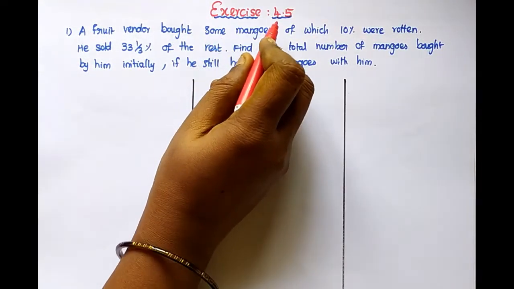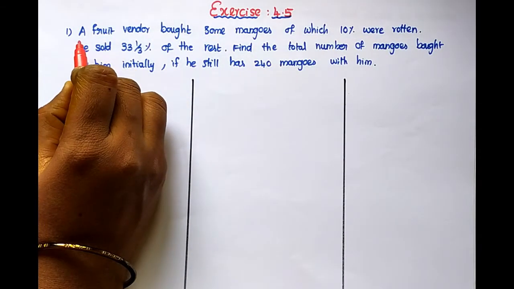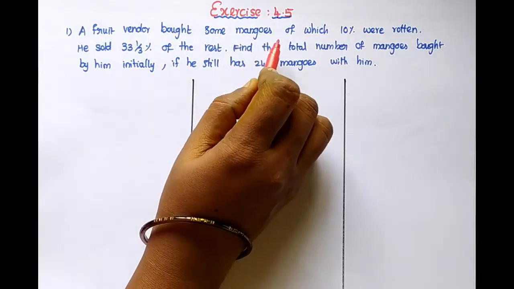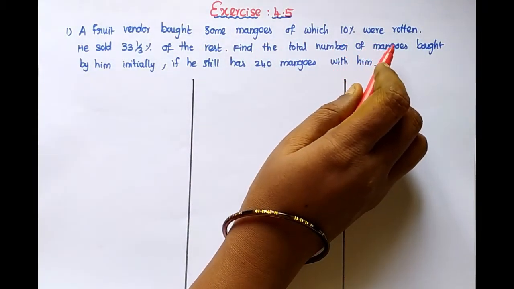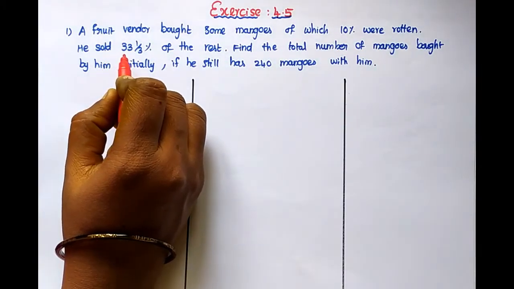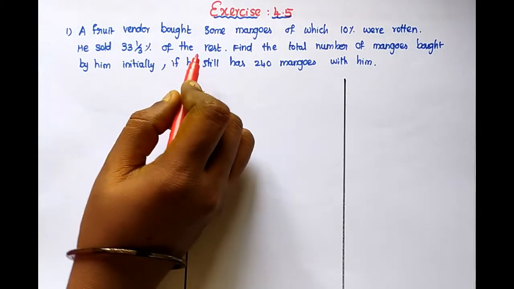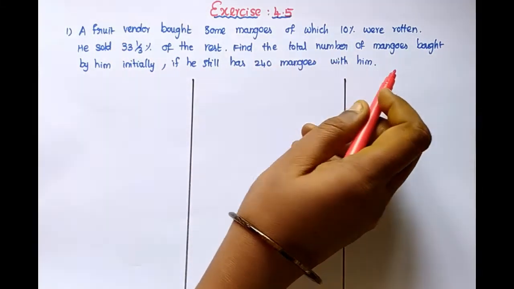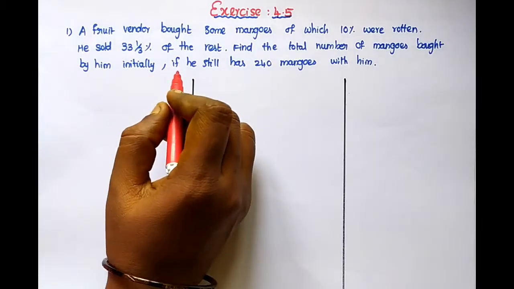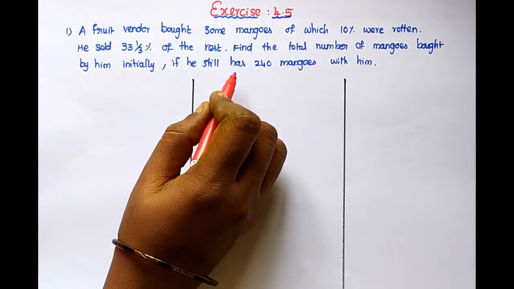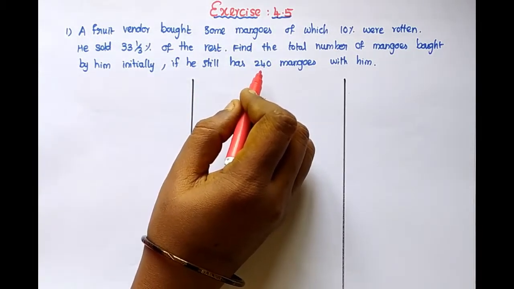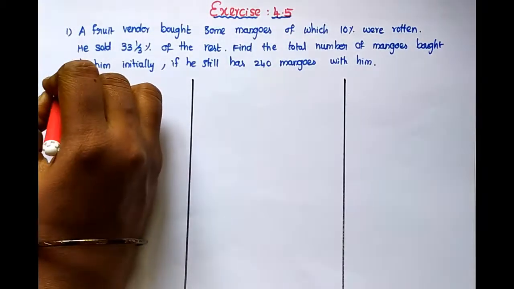Look at this exercise 4.5. First question. A fruit vendor bought some mangoes of which 10% were rotten. He sold 33 1 by 3% of the rest. Find the total number of mangoes bought by him initially if he still has 240 mangoes with him.